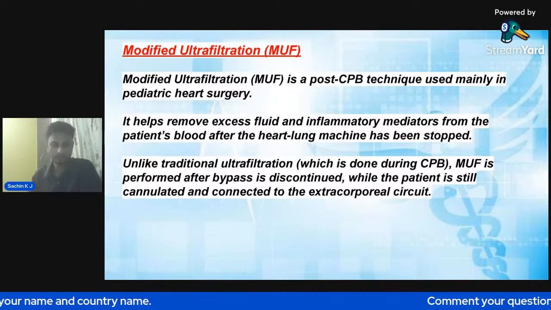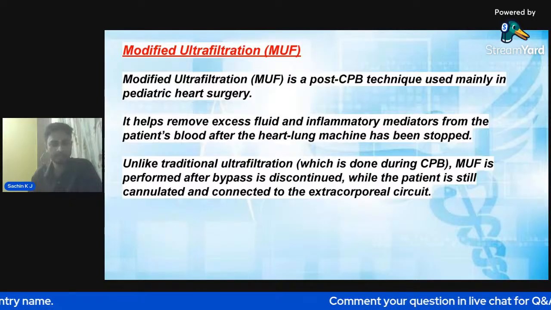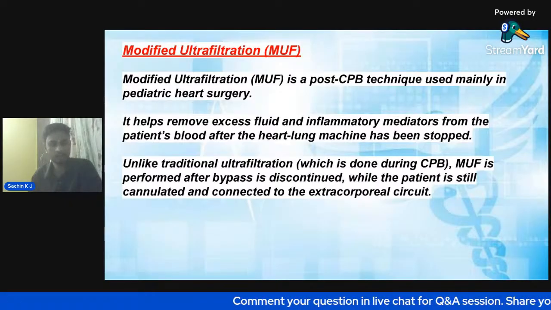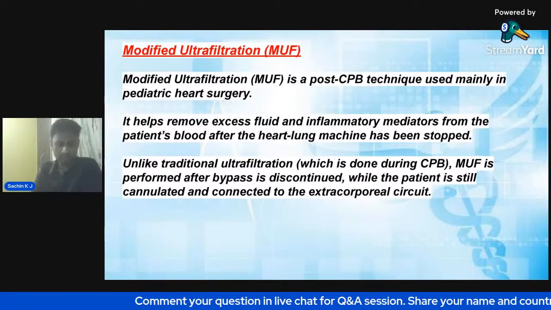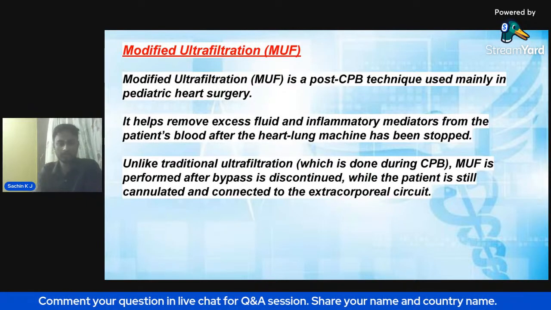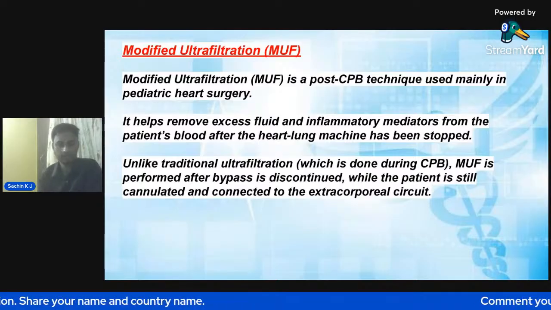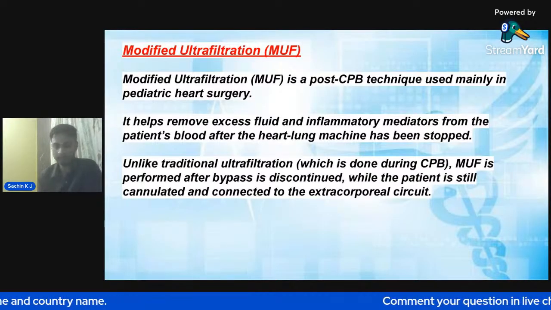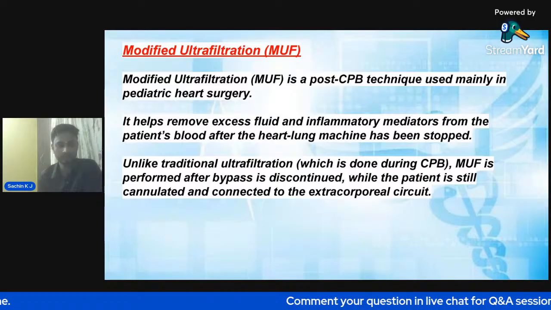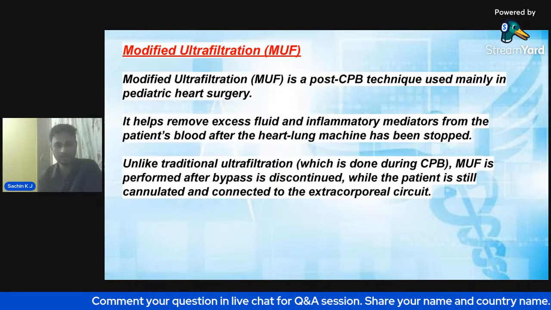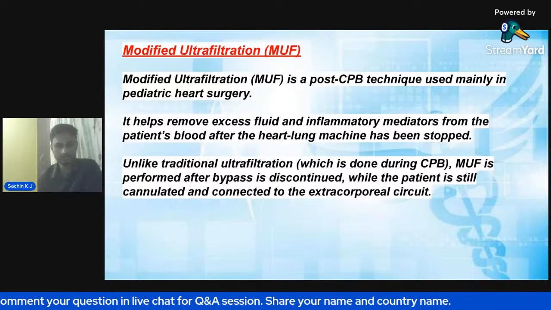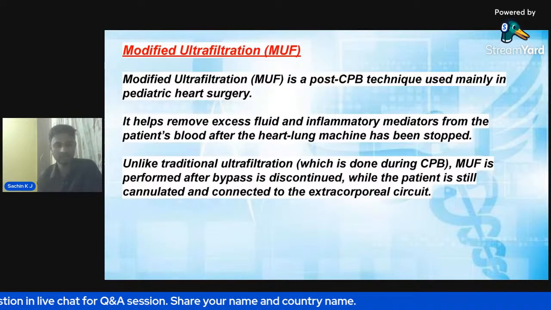Especially in pediatric patients, this is very useful. But one major thing, we need to wait for MUF. Actually the patient is still cannulated, the pump is not disconnected. We need to wait 10 to 20 minutes for MUF. So that is the contraindication of this one. So next one.